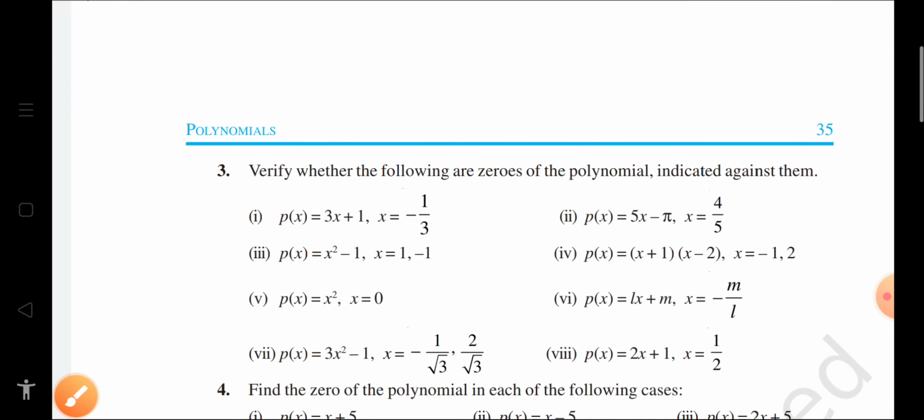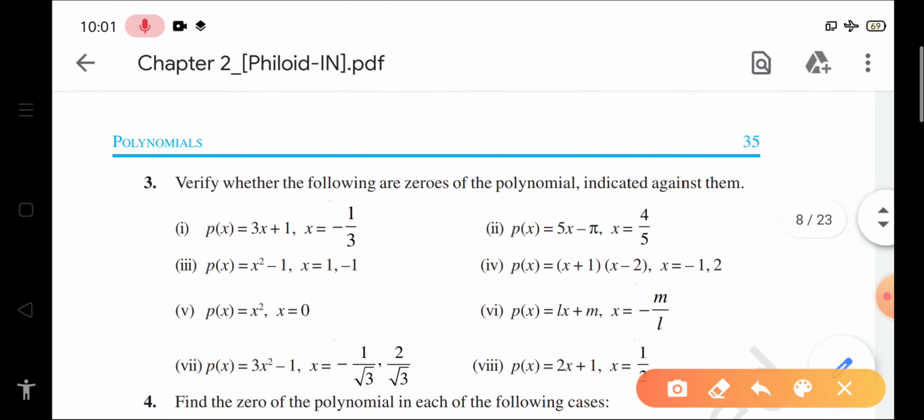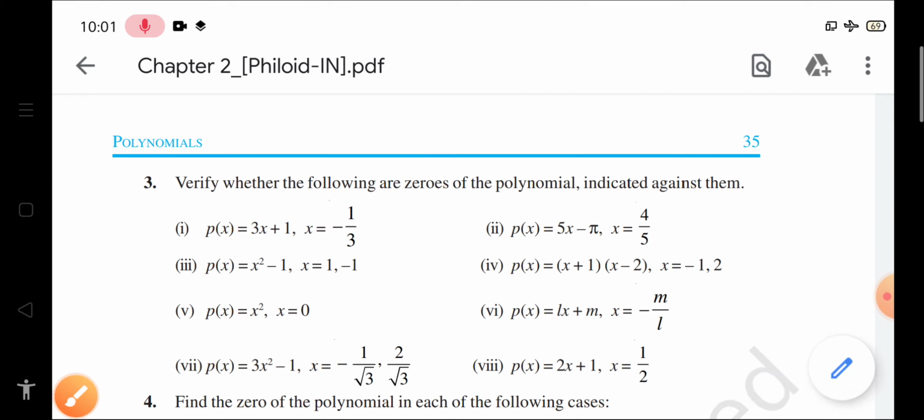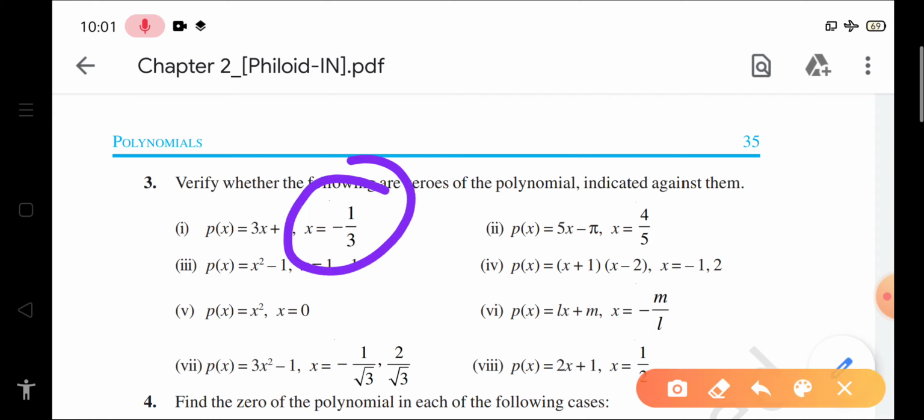Verify. See again what the statement is here. Very carefully verify whether the following are the zeros of the polynomials indicated against them. So if you put x is equal to -3 in this equation, and the equation becomes 0, then this value will be the zero of the polynomial.